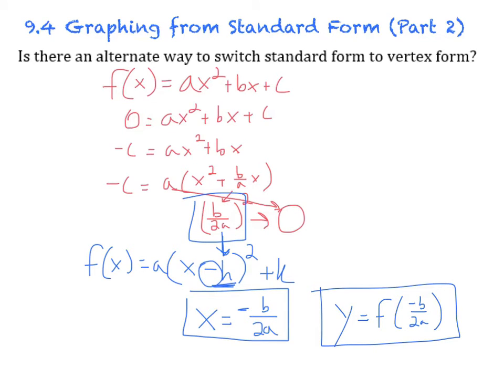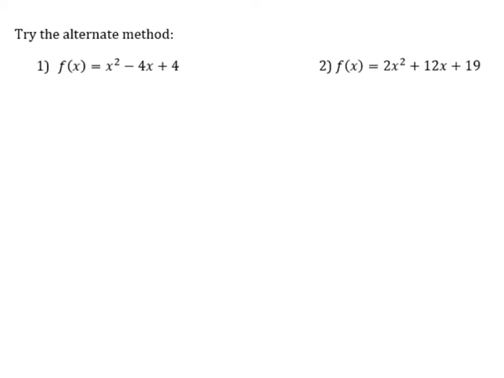So to find my x value, I do negative b over 2a. When I get that value, I just plug it right into my function. That's going to tell me my y value, and now I get my vertex without having to use the completing the square method. Okay, so now we have a way to find the vertex of a quadratic function in standard form without going through the whole completing the square method.